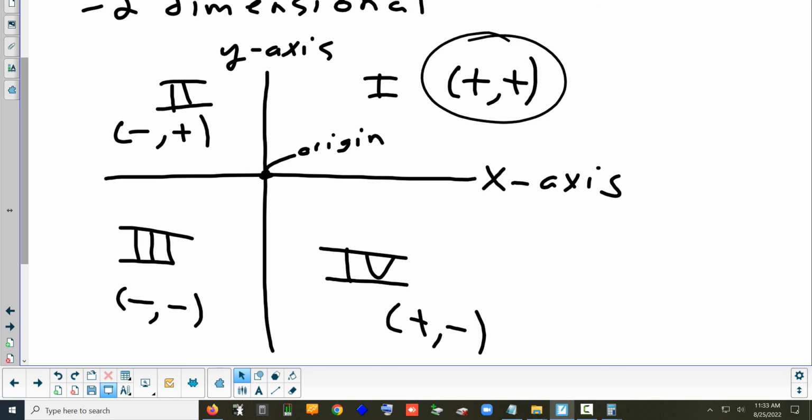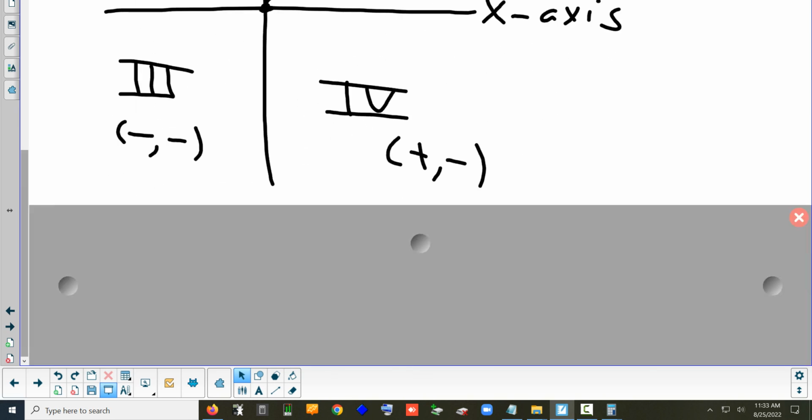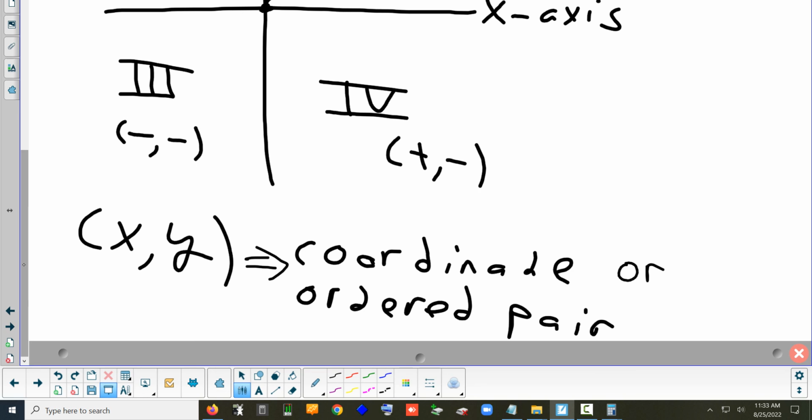An ordered pair, yes. So an ordered pair is a specific type of coordinate. This is also a coordinate. It's not an ordered pair, it's an ordered triple. Ordered pair is a two-dimensional coordinate. Questions on that? A lot of stuff today, but I hope it's mostly review.